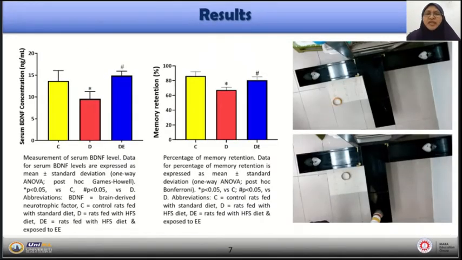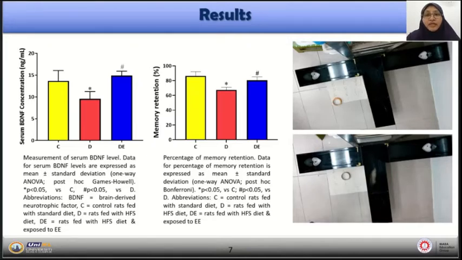BDNF is synthesized in the hippocampus but present in blood. Thus, the measurement of serum BDNF was used as an indicator of hippocampal integrity. We found that rats exposed to EE had higher serum BDNF level compared to the D group.